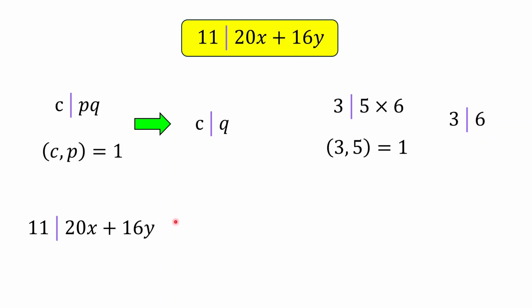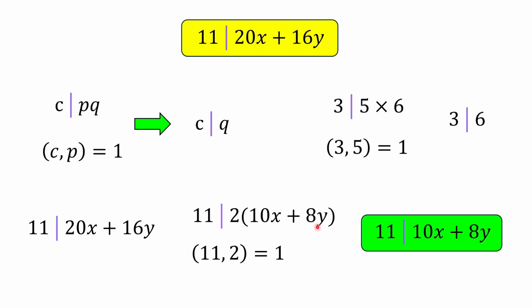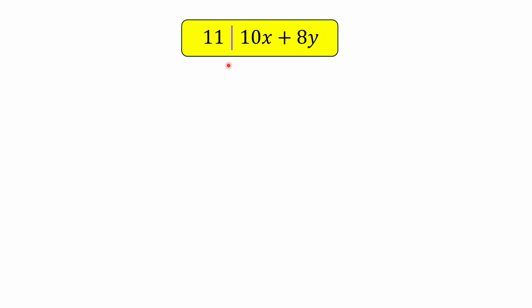We obtained from the previous slide that 11 divides 20x plus 16y, but from this one we can factor out 2. So we can say 11 divides 2 times 10x plus 8y, but we know that 11 and 2 are prime with respect to each other. Therefore, we can conclude that 11 divides 10x plus 8y. This is another important conclusion. I wrote it here. From the question, we also know that 11 should divide 10x plus ky. So 11 should also divide the subtraction of these two.